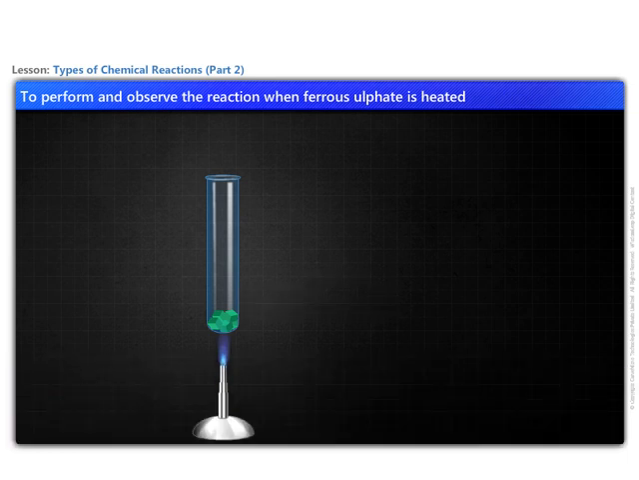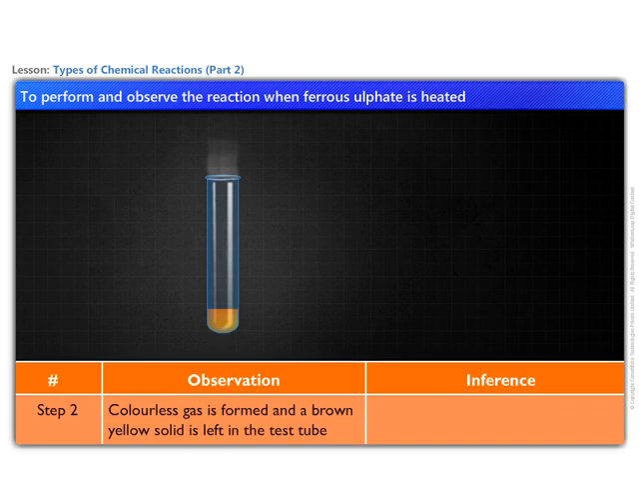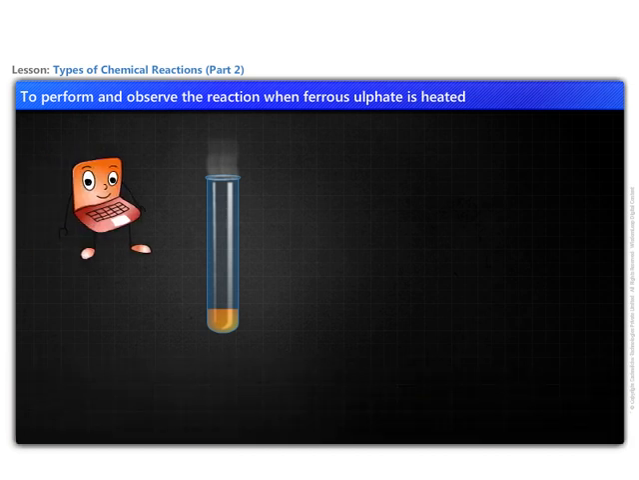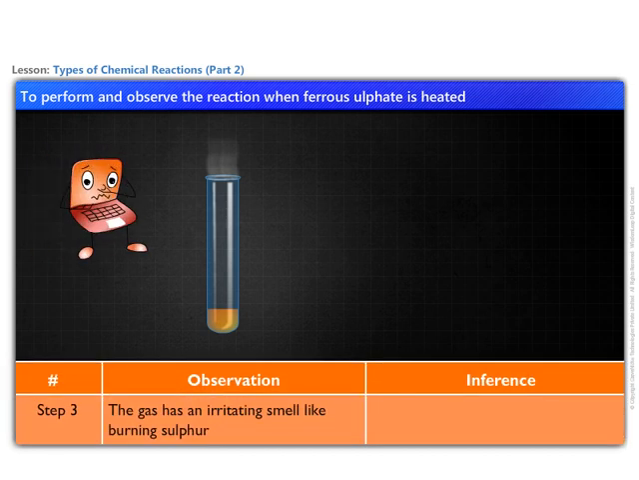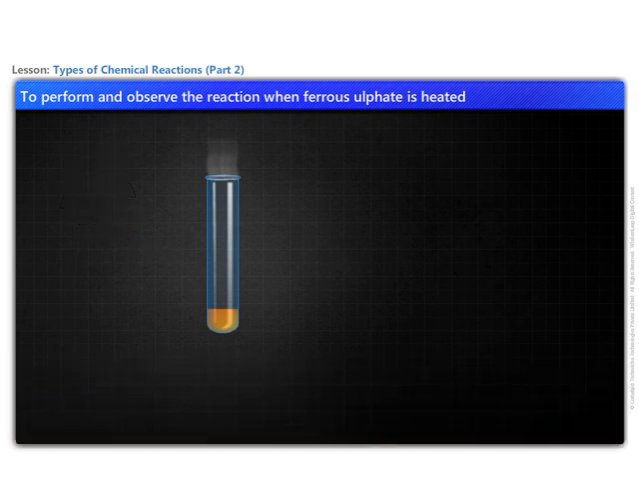Heat ferrous sulfate in a test tube on the flame of a burner. What do you observe now? Colorless gas is formed and a brown-yellow solid is left in the test tube. What can you infer? Ferrous sulfate decomposes on heating. Test the smell of gas liberated. This is an irritating smell like sulfur. Let us test the presence of sulfur. What can you infer? The gases are oxides of sulfur.